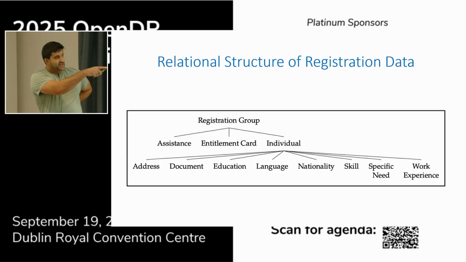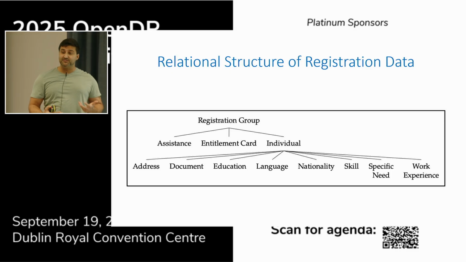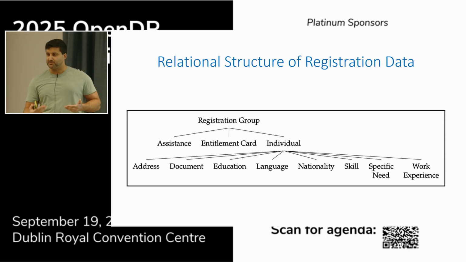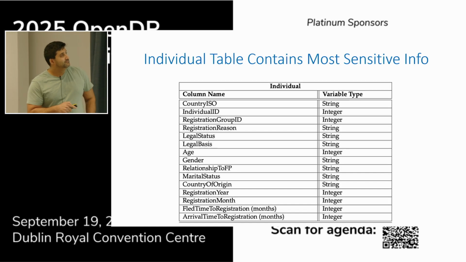In many ways, as we'll see in a bit, the registration group is more or less an aggregation of the individual tables. So we're going to use a lot of post-processing guarantees from the individual table to lift up.